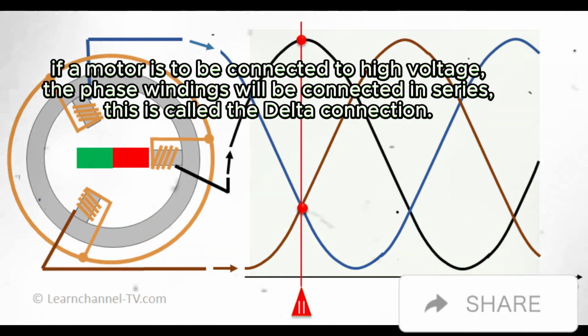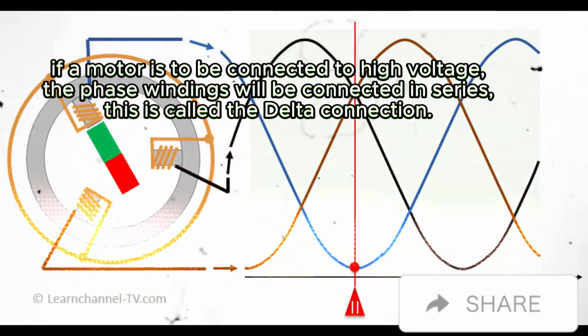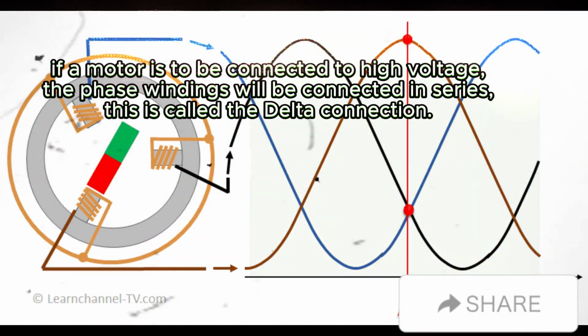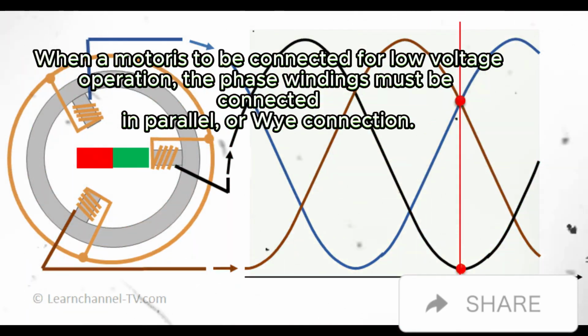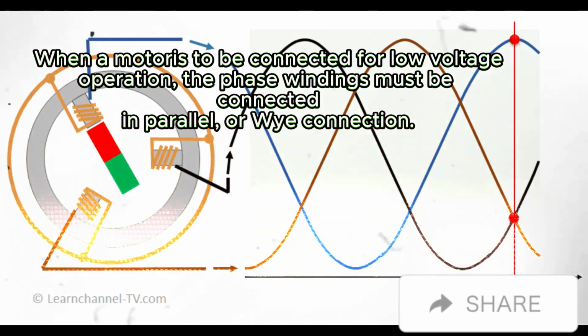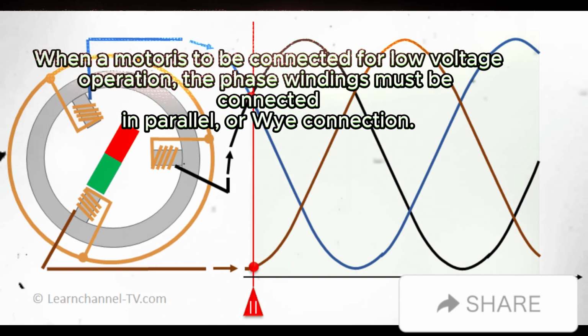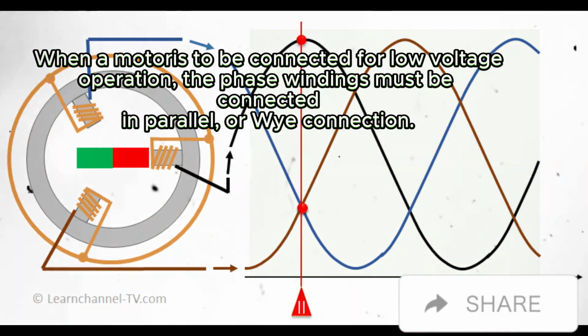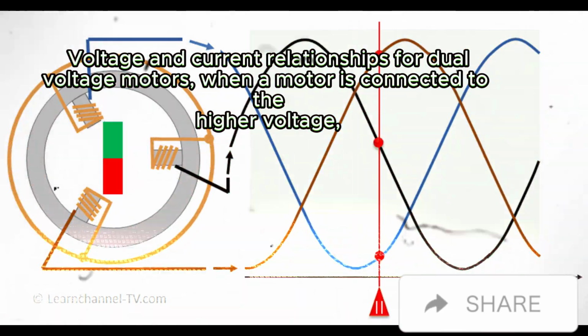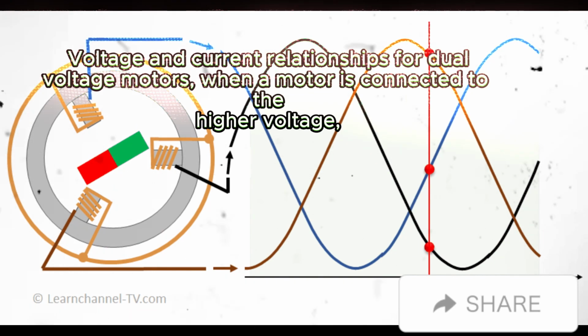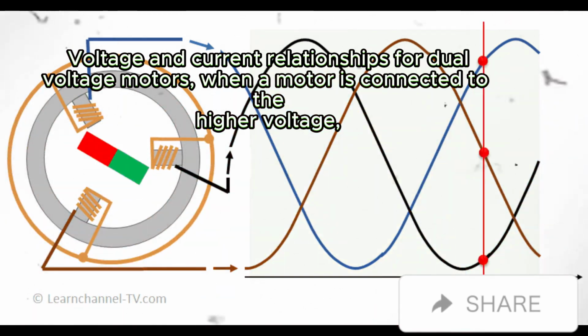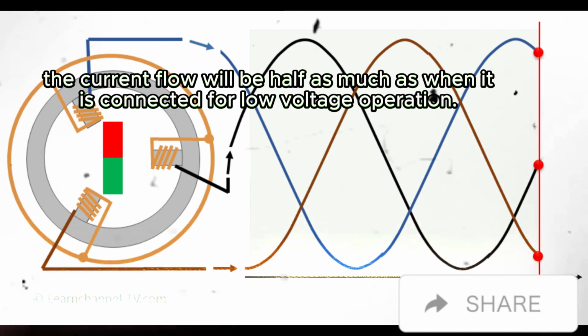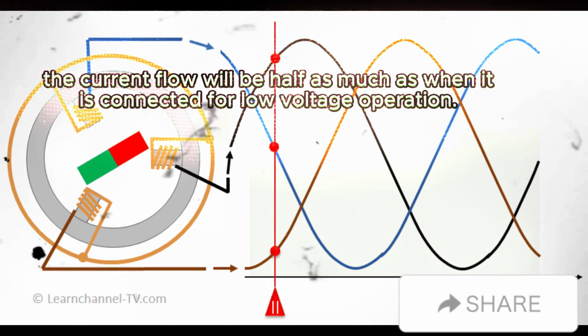If a motor is to be connected to high voltage, the phase windings will be connected in series. This is called the delta connection. When a motor is to be connected for low voltage operation, the phase windings must be connected in parallel, or Y connection. Voltage and current relationships for dual voltage motors: when a motor is connected to the higher voltage, the current flow will be half as much as when it is connected for low voltage operation.